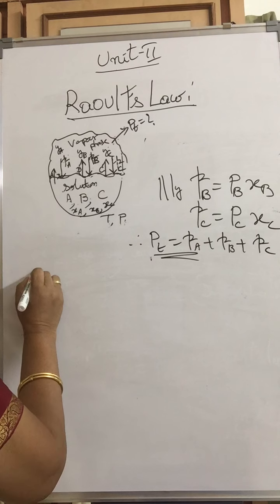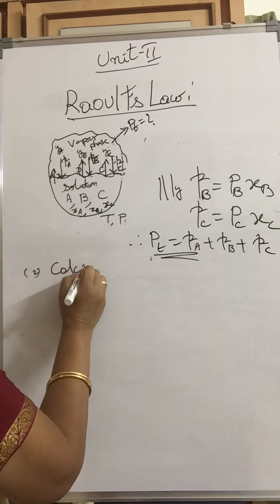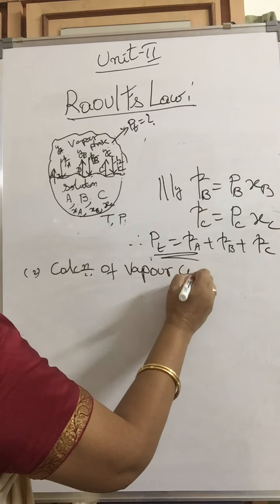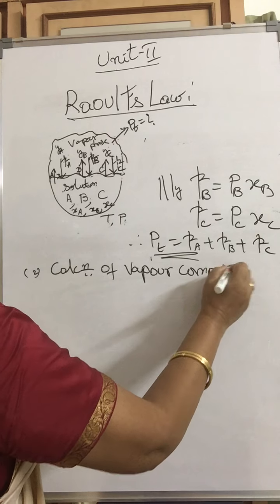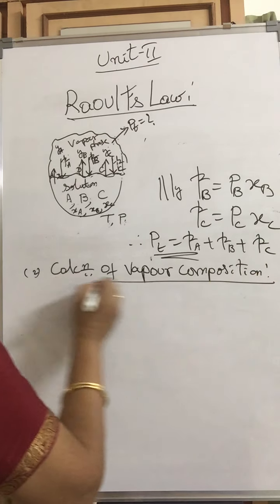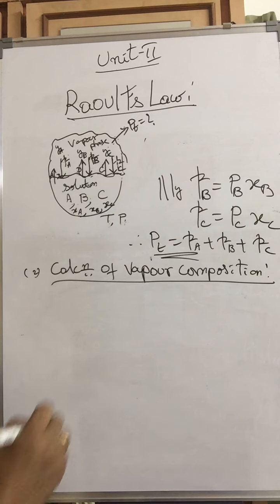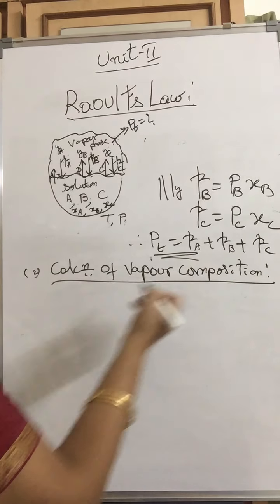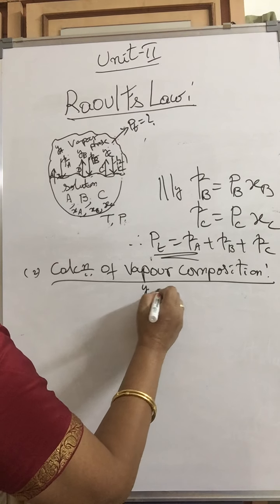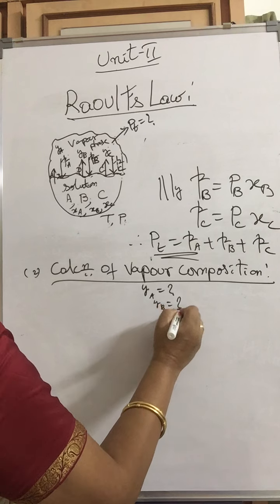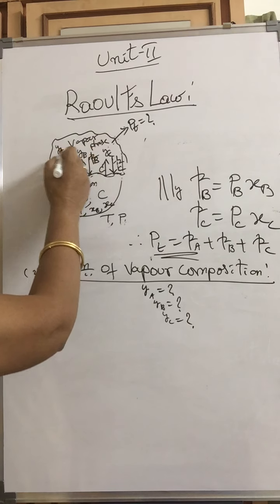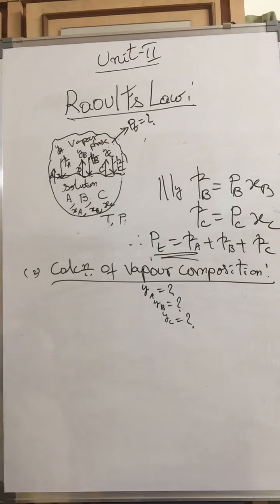The second part is calculation of vapor composition. So numerically we will solve in the problems. Now theoretically we are discussing. Calculation of vapor composition is nothing but YA is how much, YB is how much and YC is how much. Then how to calculate this?